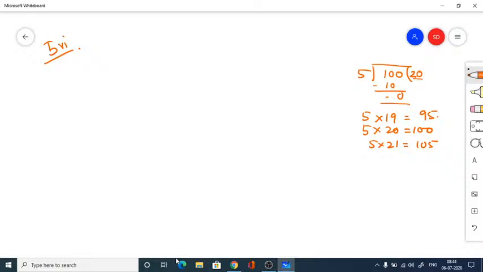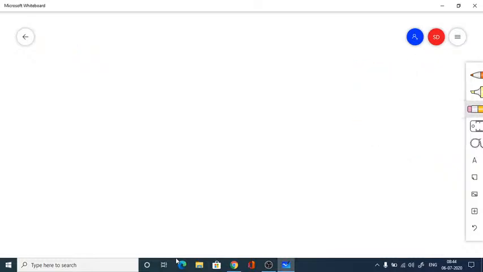So see, this part you have to do in the fair. This working if you show in the rough column, then what will you do in the fair? So your answer is 5 into 19 is equal to 95. Now let us do question number 6.